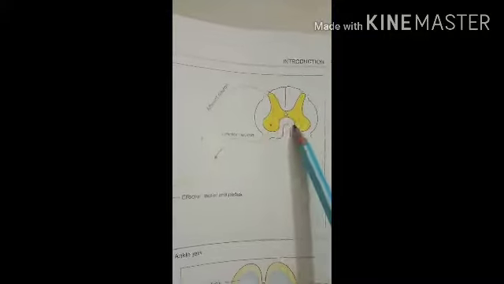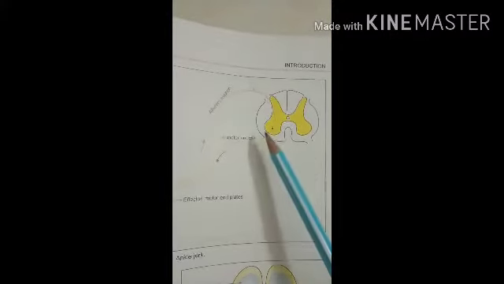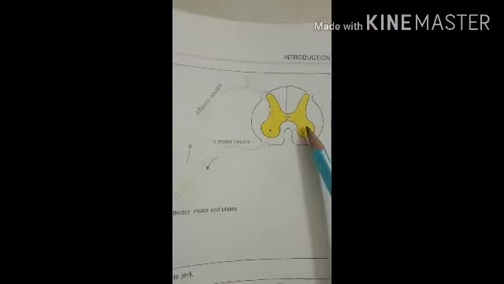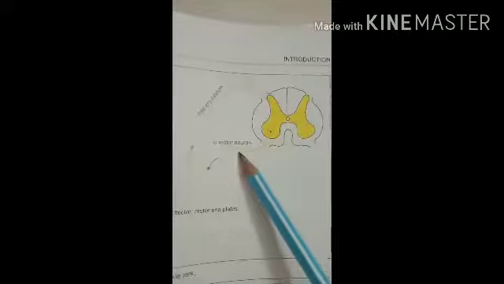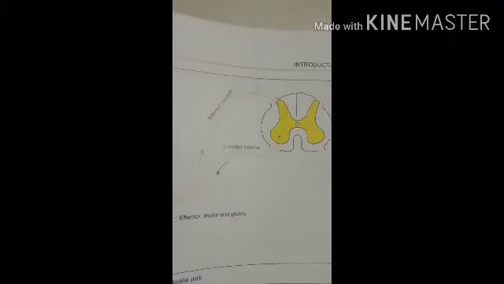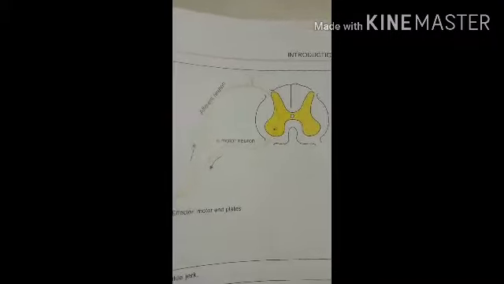Then the lower motor neurons are located in the cranial nerve nuclei and the anterior horn of the spinal cord. Here you can see the anterior horn of the spinal cord. Okay? The nerves emerging from these nuclei supply the various skeletal muscles and control the function and movement of the skeletal muscles. So these are the two types of neuron, the sensory and the motor.